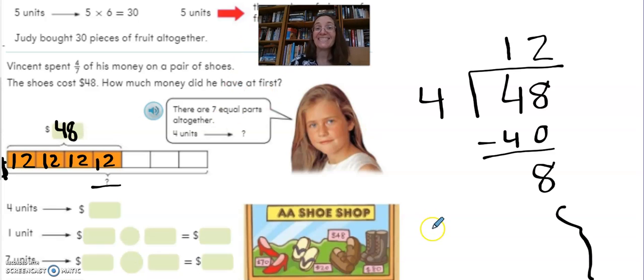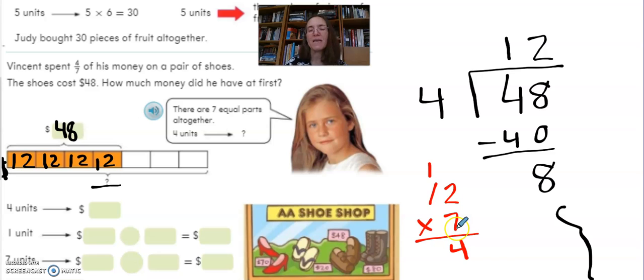So if we want 7/7, we would take 12 and we would multiply it by 7. Hello, multiplication and division skills that we've been working on all year. 7 times 2 is 14. I'll leave those 4 single ones there and bring my 10 back up to the tens place. 7 times 1 is 7, plus this extra 10 from the single ones place makes 8 tens. And so I can see that the amount he had at the start was 84.